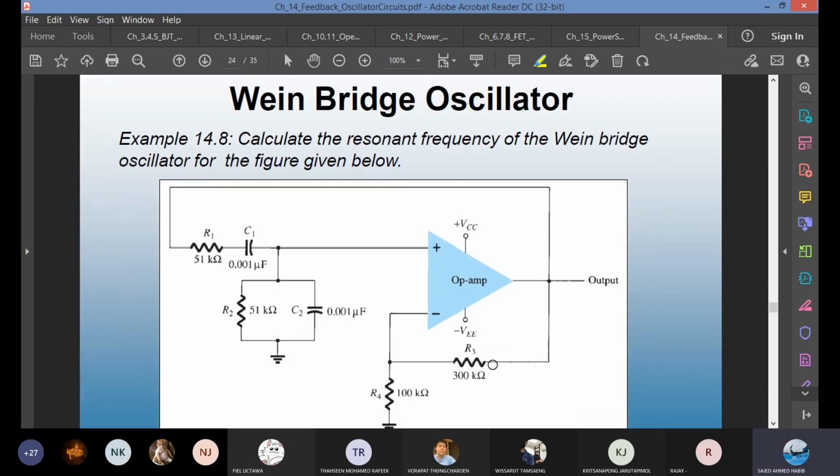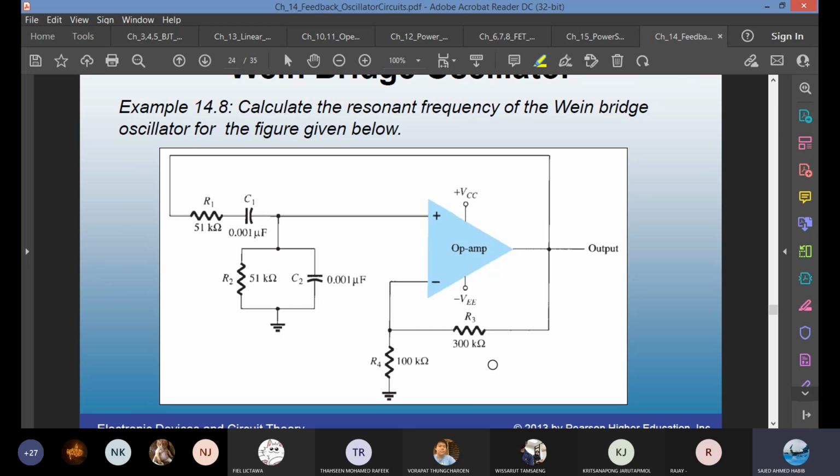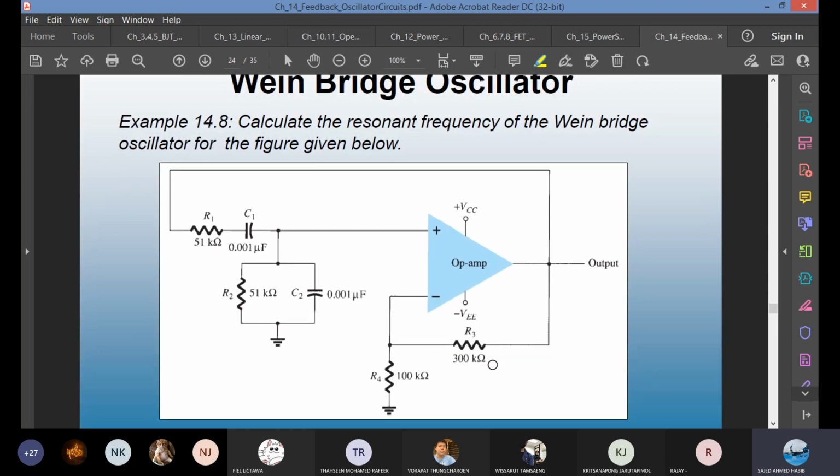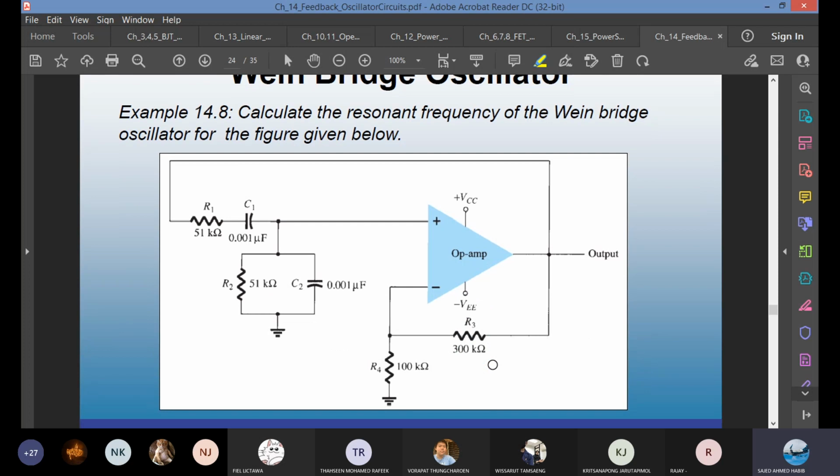This is another way of drawing a Wien bridge oscillator. See, the equation has only R1, R2, C1, C2. There is no R3 and R4. In order to find the frequency of the oscillation, we don't use the feedback resistor value. We use only the phase shift resistors and capacitor values.